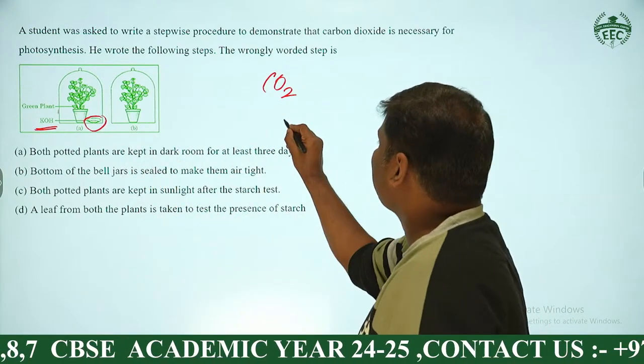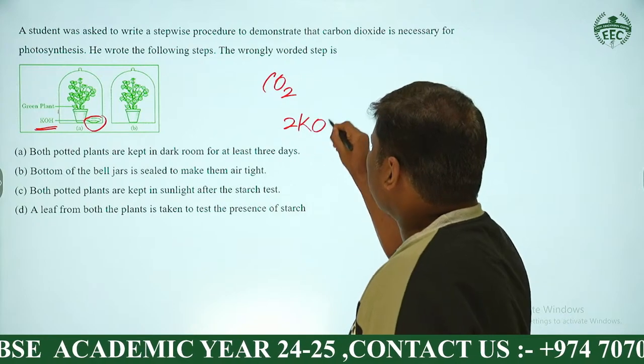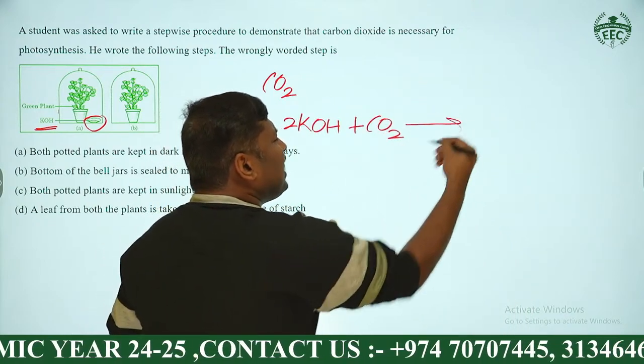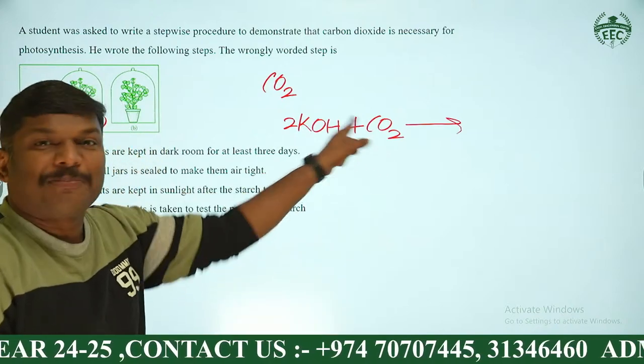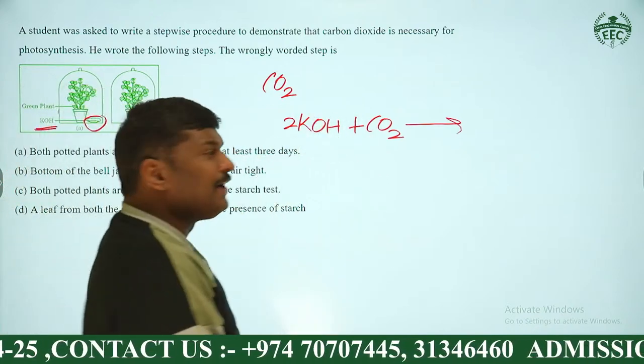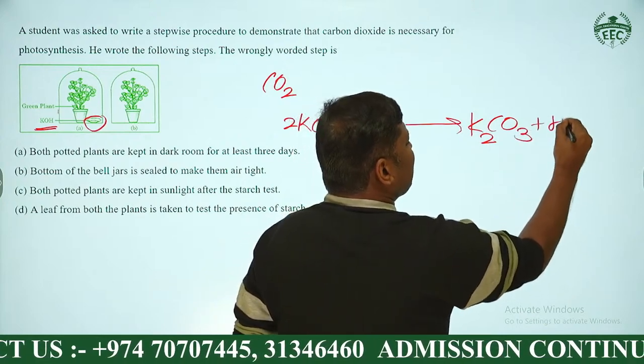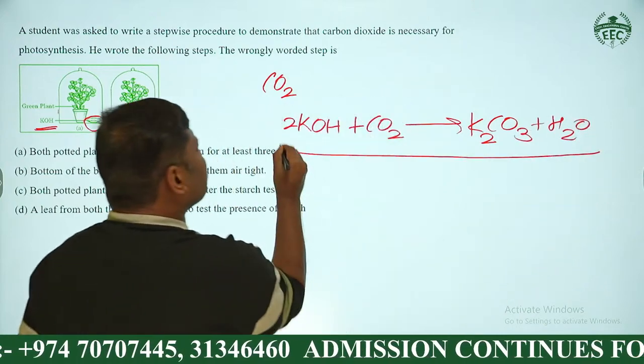Here in the first one, you can see the KOH combines with the carbon dioxide, my dear students. And what will happen to that carbon dioxide? The carbon dioxide combines with the potassium hydroxide, and it is K2CO3 plus H2O. This is the balanced equation.